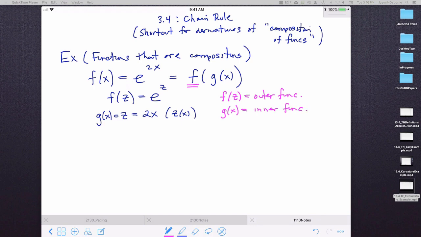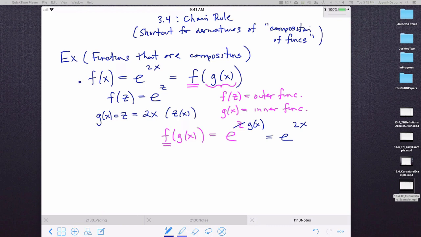The inner function, and it's the inner in the sense that it gets substituted into the z in the function f. Okay, so when I see something like f of g of x, that means that wherever I see the z in the function f, I then need to instead put in g of x. And since g of x is 2x, that would be e to the 2x. Okay, so there's an example of a composition of functions.